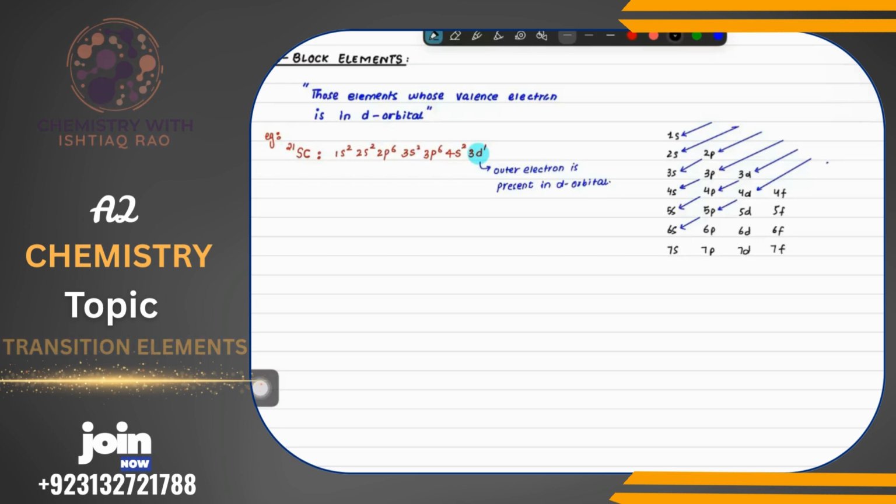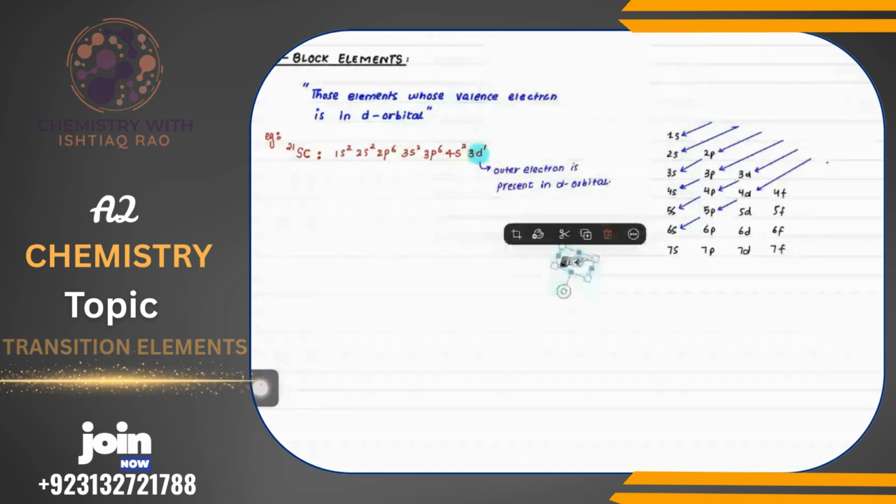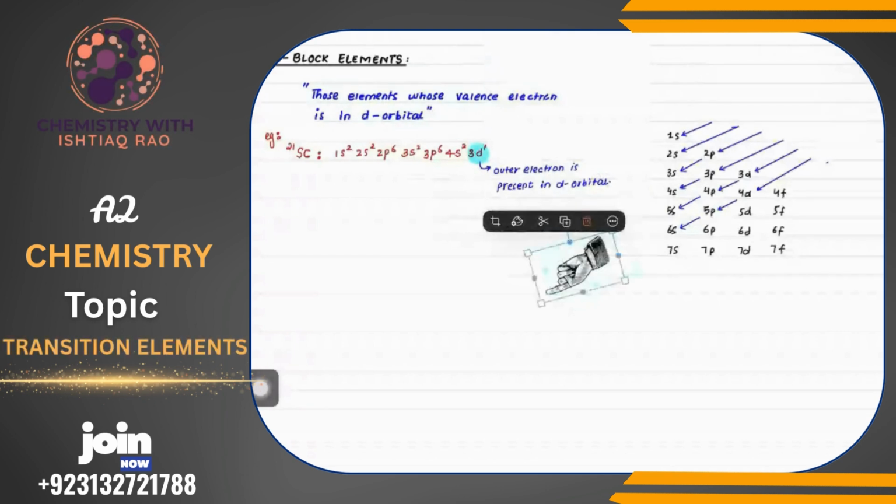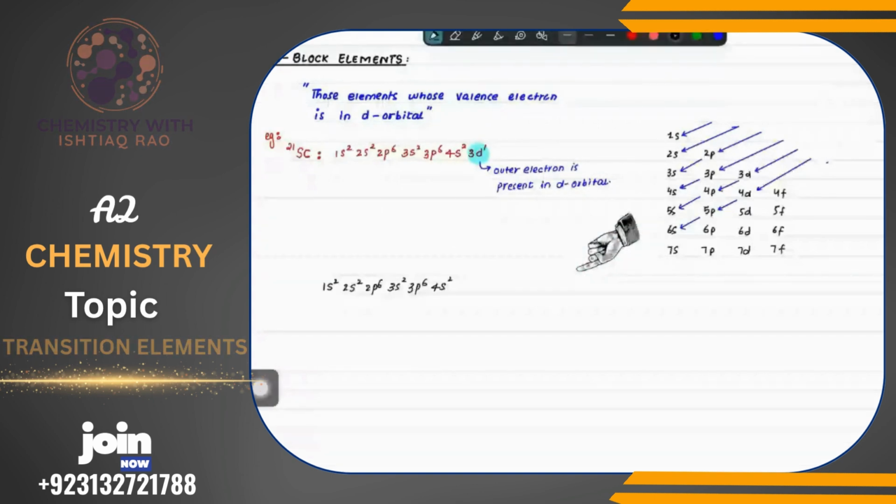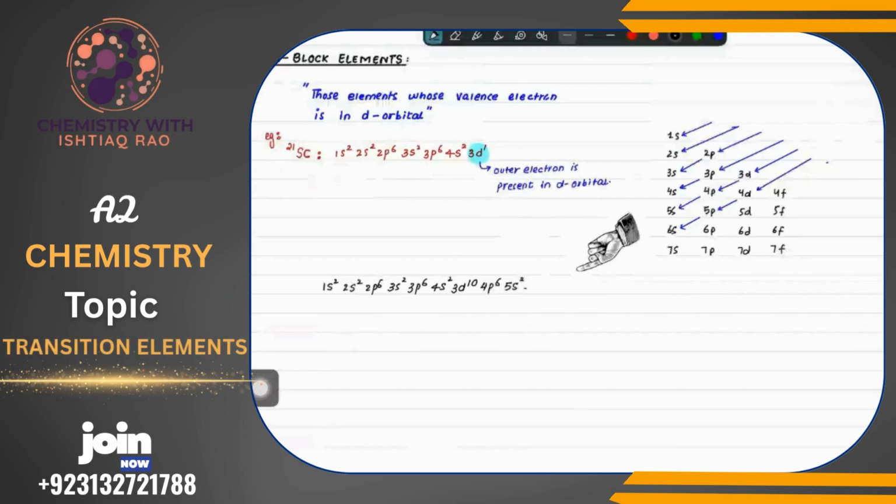I'm supposed to write like that. We can see 1s2, 2s2, 2p6, 3s2, 3p6, then 4s2, then 3d10, then 4p6, and then 5s2, and then so on. In the syllabus, we are supposed to write down an electronic configuration from 1 to 30.